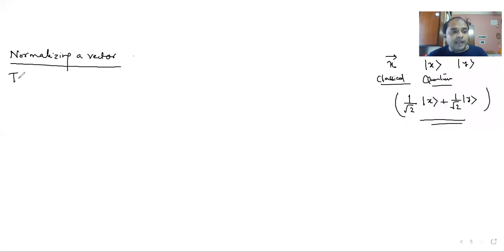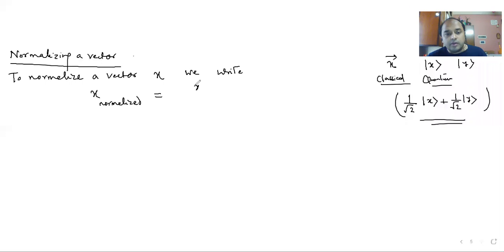So to normalize a vector x, we write x normalized will be equal to x by norm x. That is the formula. It is called normalization of the vectors.